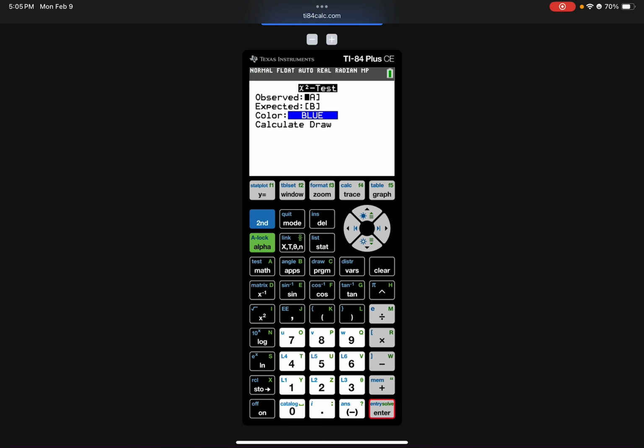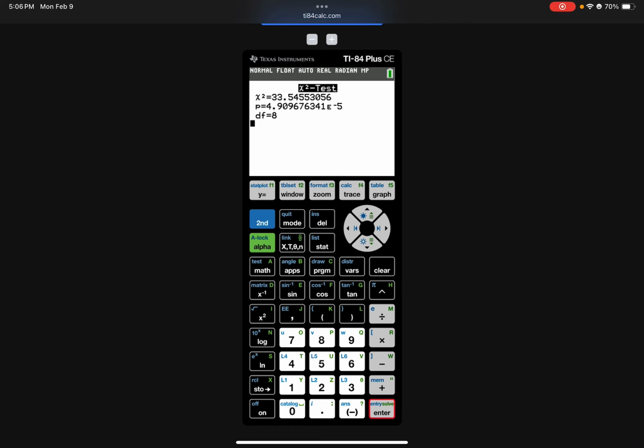And as long as you put all of your data into matrix A, we should not need to adjust anything here. We can leave observed as matrix A. Expected doesn't really matter. We're not going to use that. And then either calculate or draw. Let's just do calculate here. So in this case, they're saying that my chi-square test statistic is 33.55 if I round to 2 decimal places.